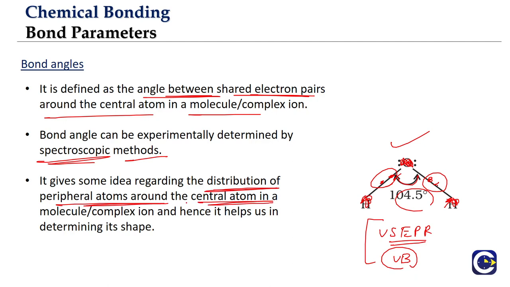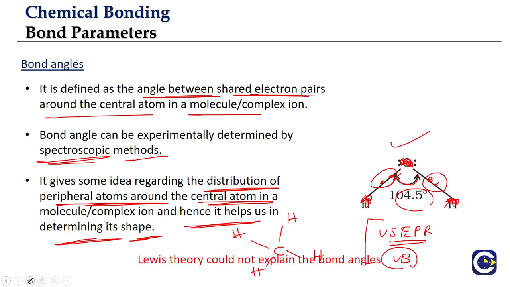It will give us an idea of the distribution of peripheral atoms around the central atom. If you look at a complex molecular ion, like the bond angles in methane, methane is what? Carbon is bonded to 4 hydrogens. How the 4 hydrogens are distributed in space is something that we will be able to know once we get an idea of the bond angle. The determination of bond angles will help us find out the shape of the molecule or the ion.